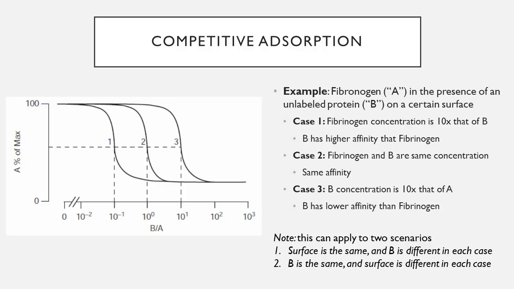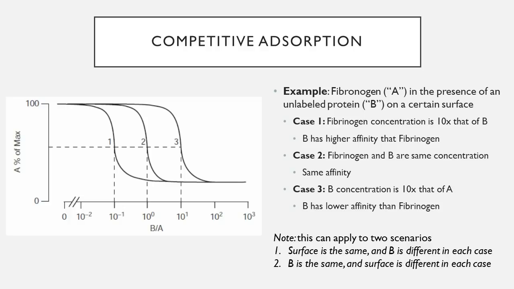So in case 1, the point where they have a 50% ratio of each other is the case where the fibrinogen concentration is 10 times that of B. So despite the fact that B is outnumbered 10 to 1, this still results in a 50-50 mixture at the surface. So from that, we conclude that B has a higher affinity compared to fibrinogen. In case 2, where the 50-50 mixture is obtained when fibrinogen and B are at the same concentration, we can thus conclude that they have relatively the same affinity. And then if we look at case 3, where the 50-50 mixture results in the case where the B concentration is 10 times that of A, we can see that B must have a lower affinity because it requires so much more of that particular protein in order to outcompete for the surfaces.